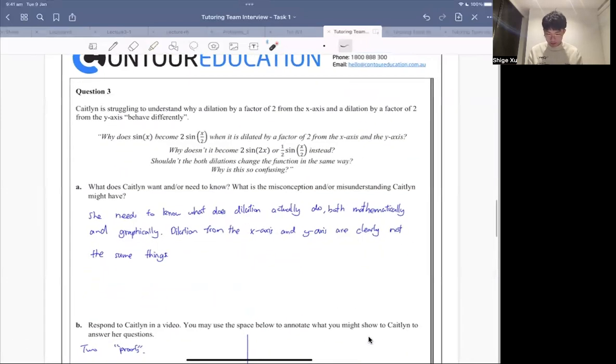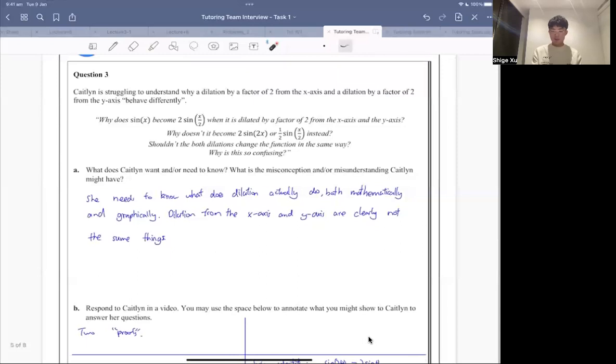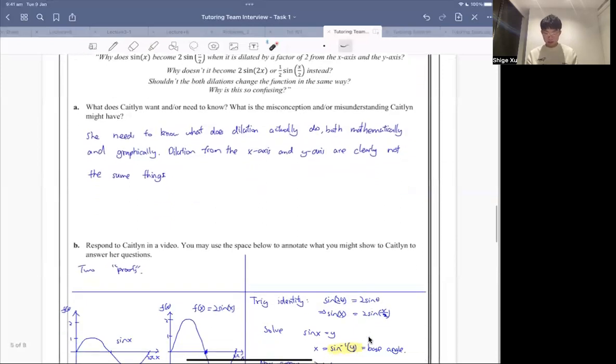So I think the key takeaway is that dilation from the x-axis means stretching it along the x-axis. Dilation from the y-axis means stretching it along the y-axis.